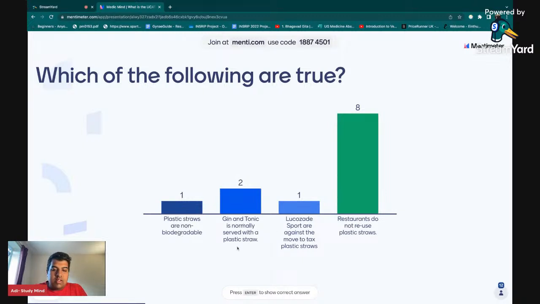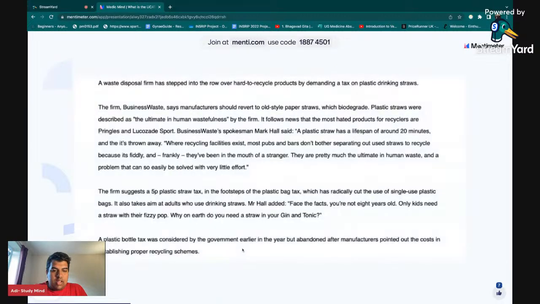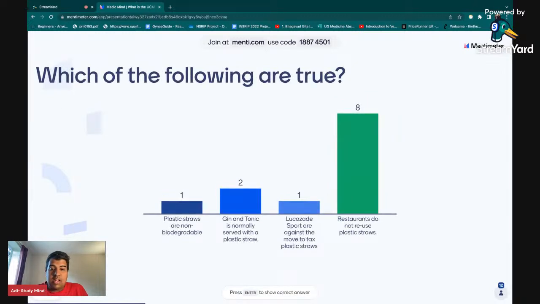Gin and tonic is normally served with a plastic straw. Okay, as I remember reading gin and tonic here, I'm going to look back at the passage and see if I can find it. It was mentioned here: why do you need a straw in your gin and tonic? Okay, it does mention that people use a straw in gin and tonic, but again, it's not mentioned as a fact. It's mentioned by one person giving their opinion, Mr. Hall. So that's not as strong as what I'd like to take from it.